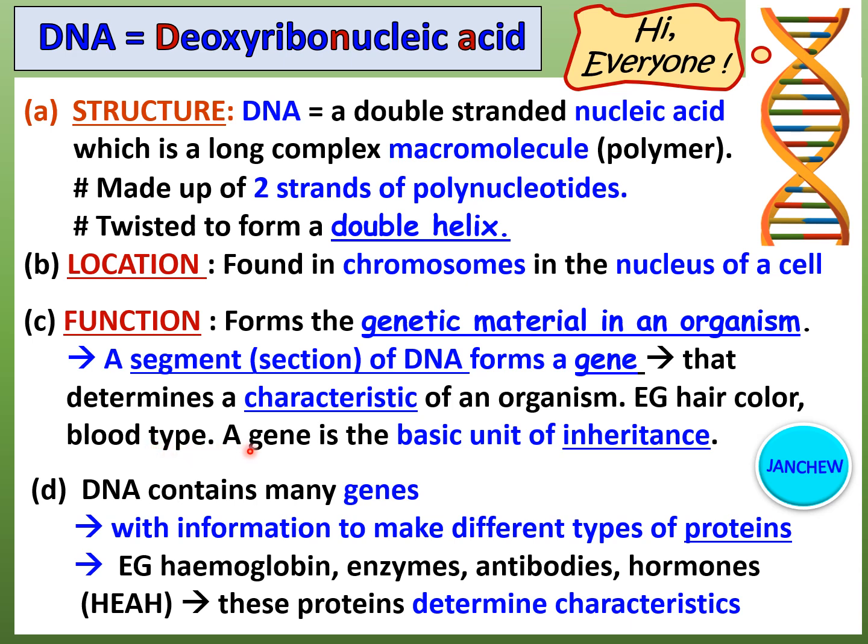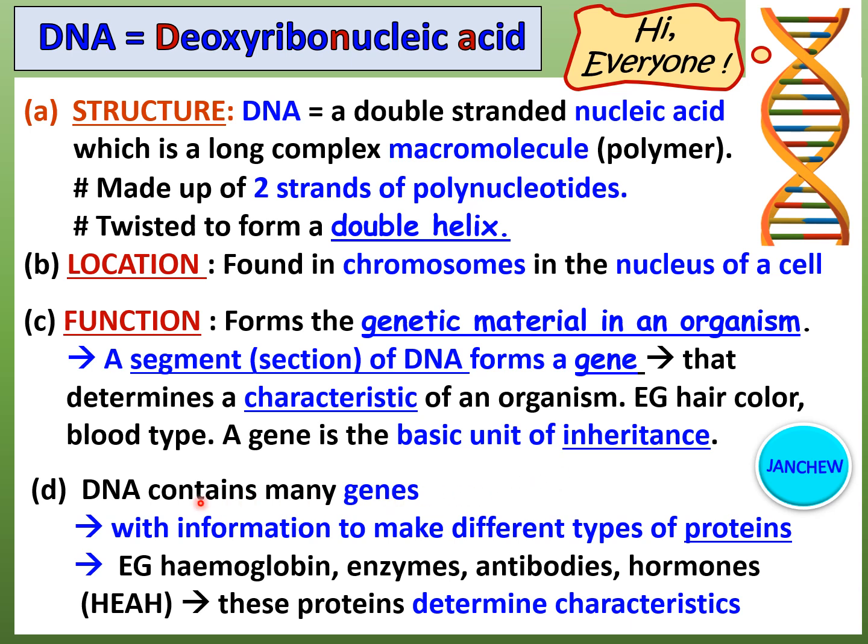to determine even the height of a person. A gene is the basic unit of inheritance, meaning it can be passed down from parent to child in the sperm and ovum. So father will produce the sperms, mother the ova, and if a sperm were to fertilize an ovum, the genes in them will be passed down to the zygote that's formed and to the new organism that's formed.